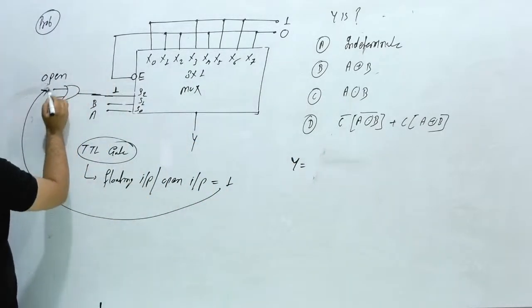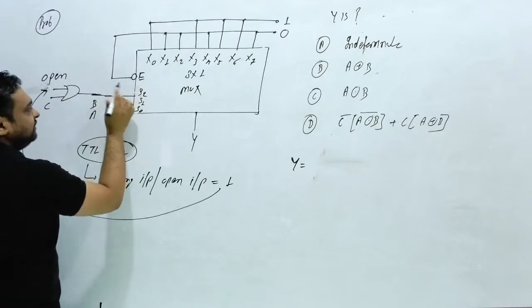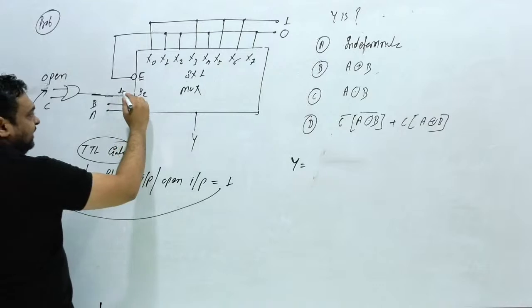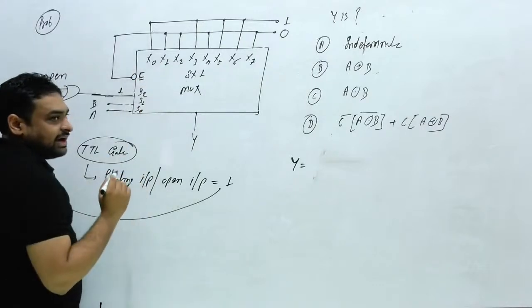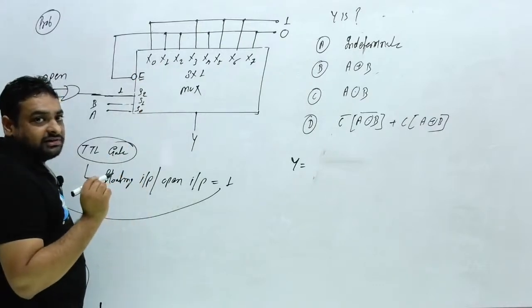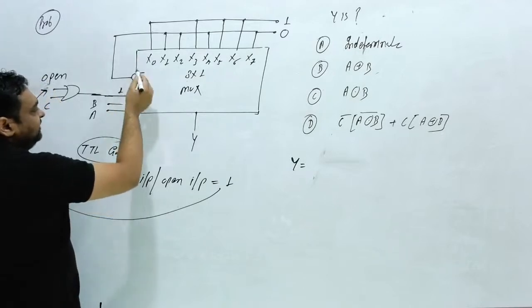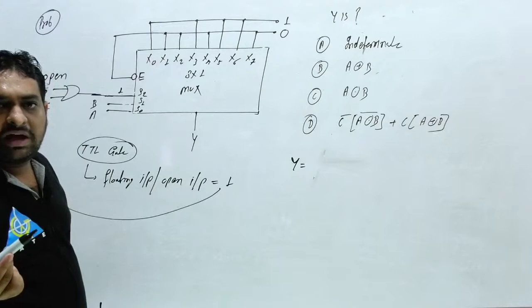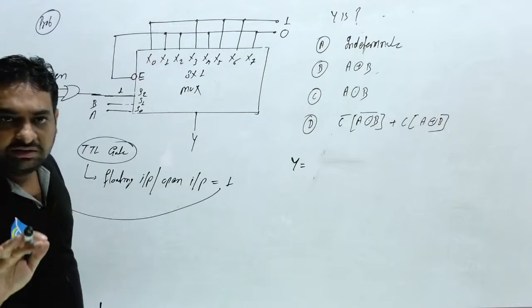Open the terminal and write this as 1. So what will you write if this is 1 bar? 1 bar means this will be 0. 1 bar will be 0, and if you multiply any term with 0, then you will get a result of 0.